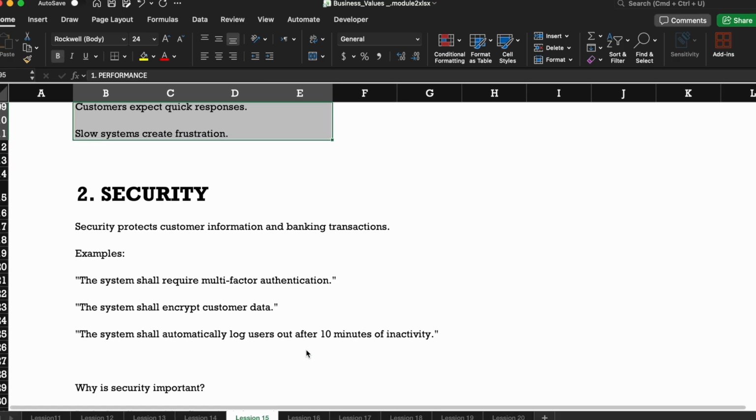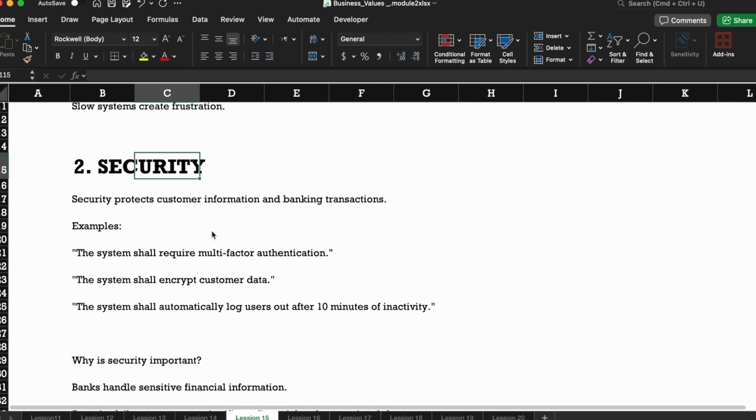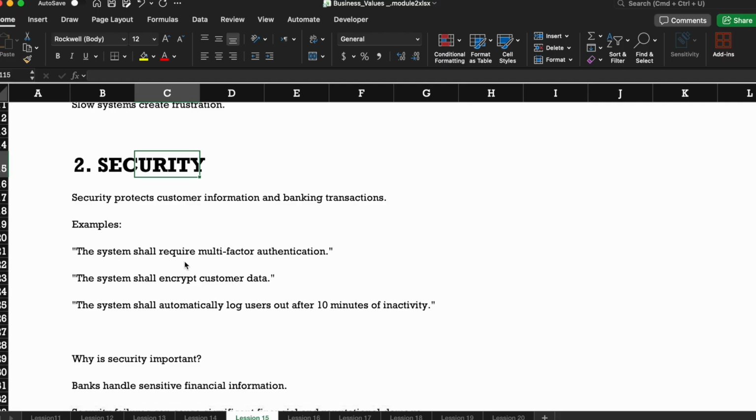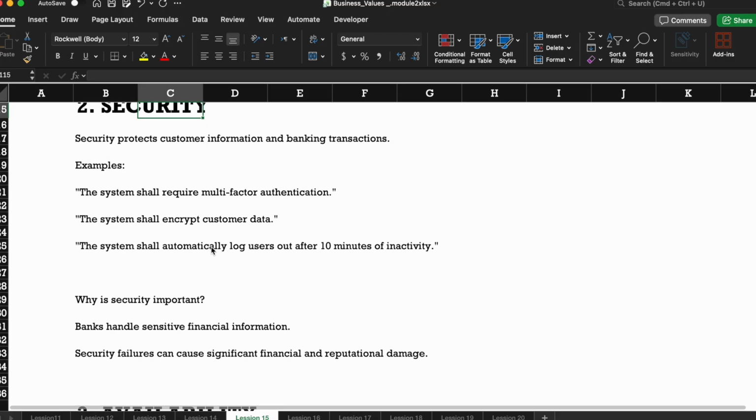First is performance; the second one is security, protecting customer information and banking transactions. The system shall require multi-factor authentication. The system shall encrypt customer data. The system shall automatically log users out after 10 minutes of inactivity. If you open your banking mobile app and forget to close it, and someone has access to your phone or computer, they can take over your account.